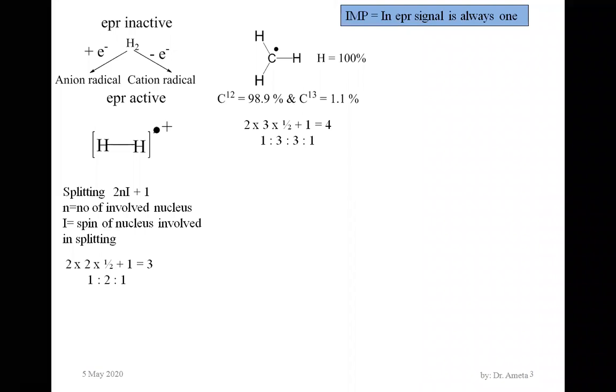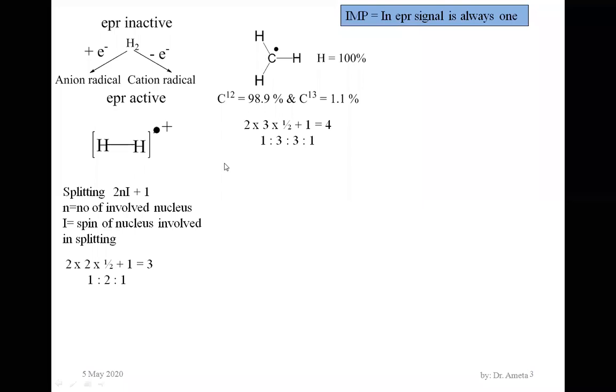But C13 has only 1.1% abundance in nature. So that's why we have to avoid it, and this kind of nucleus is known as a dilute nucleus. C13 is a dilute nucleus. Why do we call it dilute? Because it has only 1.1% abundance in nature. So we will take only hydrogen.